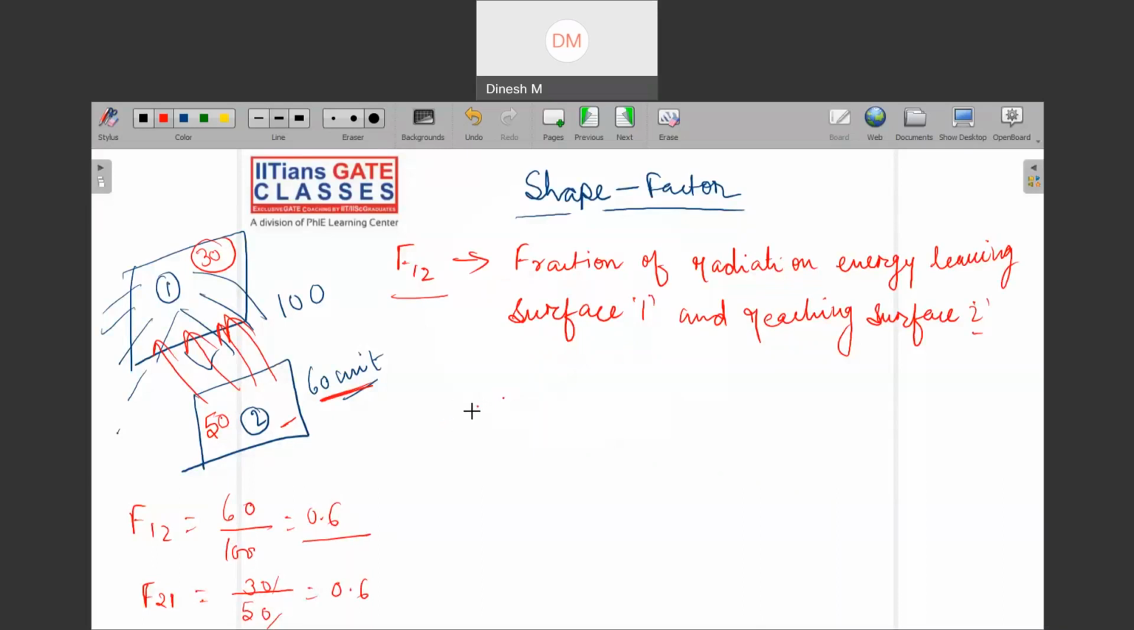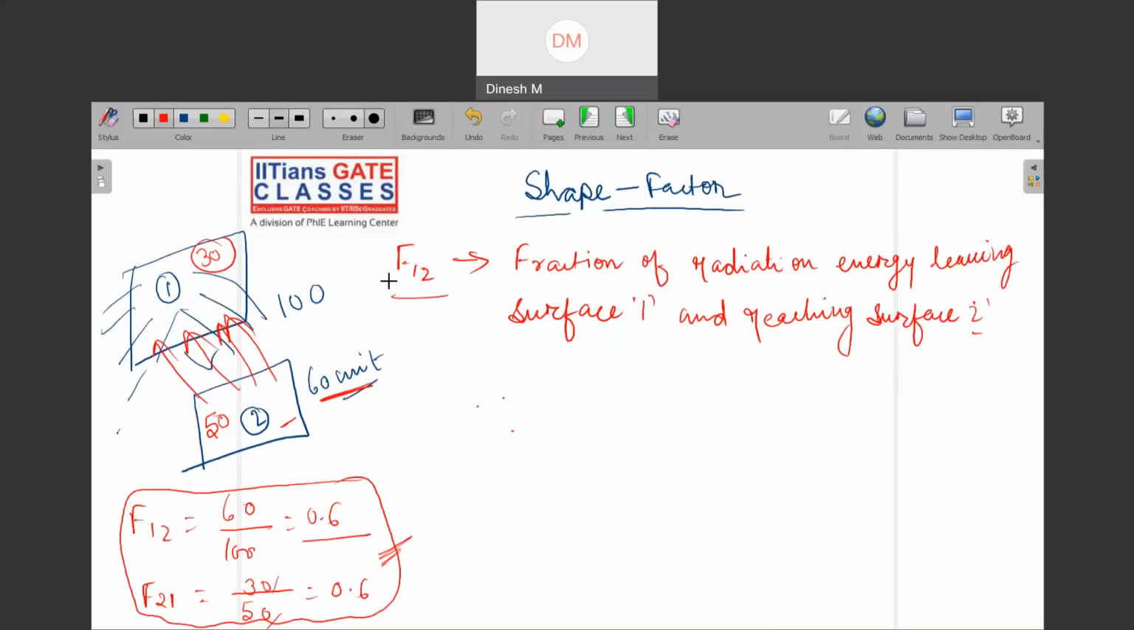Okay, so now what I can see is that F12 and F21 accidentally became 1 here, but this is not the case every time that your F12 will become F21. It might happen that they are not the same. So you need not mug up that these two will be the same. There are instances when these two are the same, but not every time. Okay, so now I understand view factor.